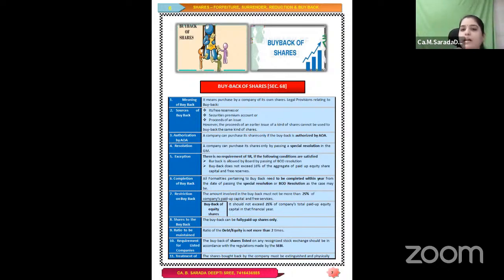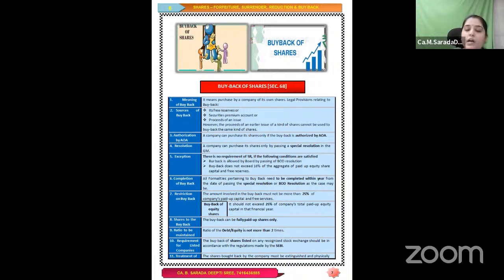Last class I have already told that redemption of preference shares and redemption of debentures, the main purpose is that the company will reduce the capital in order to reduce the fixed cost commitment. Because in case of debentures and preference shares, it's mandatory for the company to pay the fixed interest or fixed dividend in case of preference shares as per the terms of agreement.